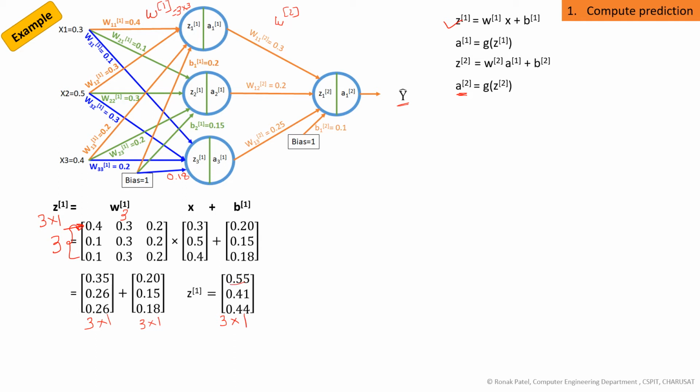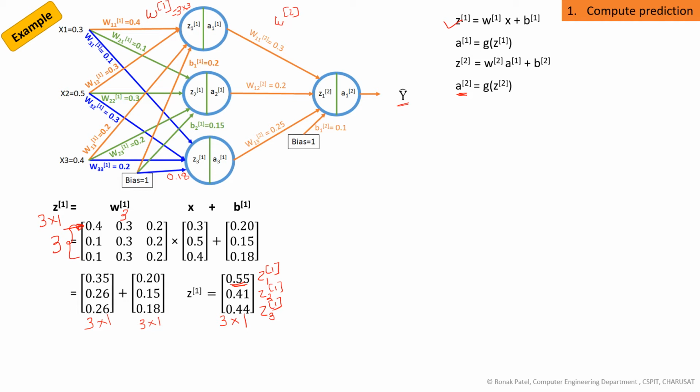So 0.55, what is that? That is Z11. What is 0.41? That is Z21. And 0.44, that is Z31, right? So this is the vectorized version. That's why we get this Z1 directly, instead of calculating individual Z11, Z21, Z31 likewise. So we have performed this calculation of Z1.